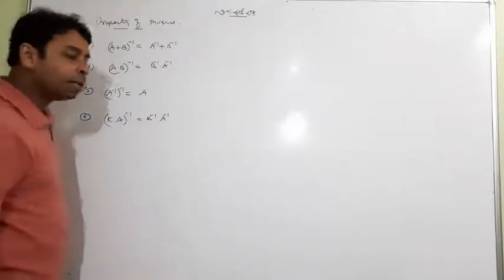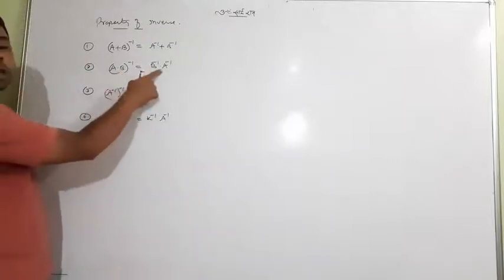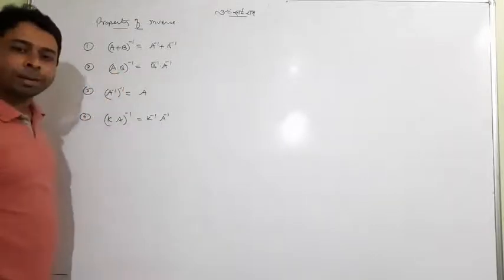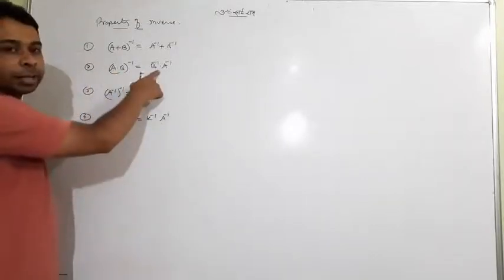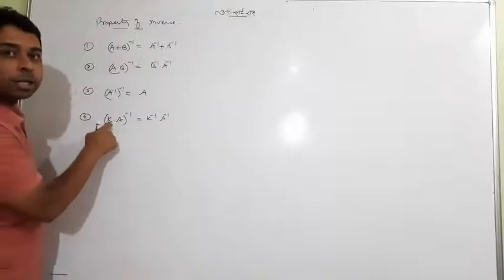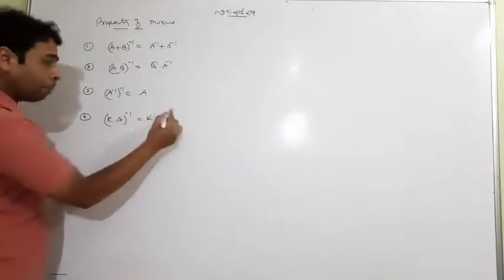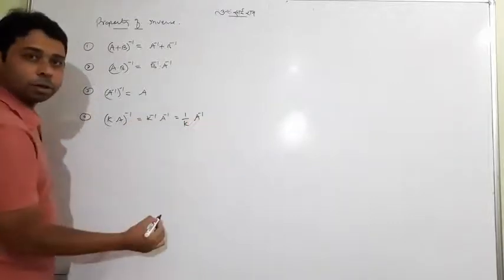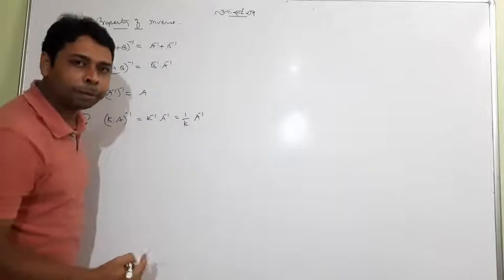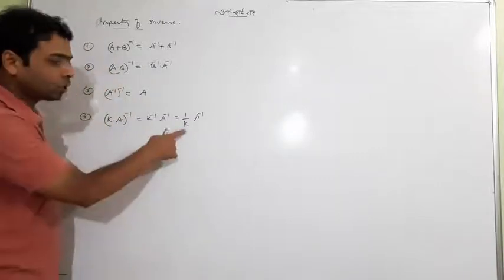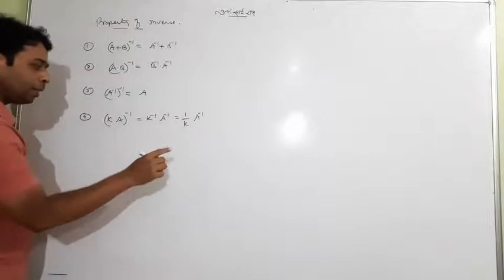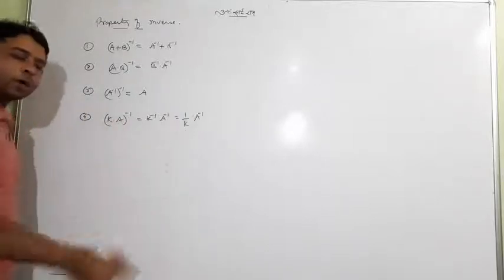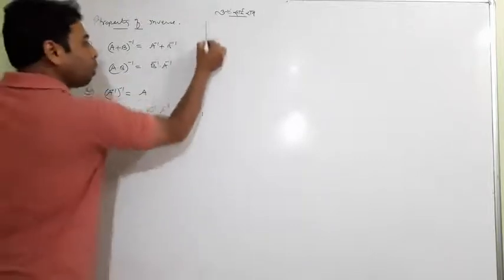Now you are thinking that you reversed the order this time, in the way you had written earlier. Why didn't you this time? Earlier A and B were both matrices. This time K is not a matrix. K is a number, so it is written like that. K into A whole inverse is 1 by K into A inverse. But A inverse cannot be written as 1 by A. Keep in mind, K is a constant, so it is written like that. You know how to find A inverse. Okay, now these were the properties.